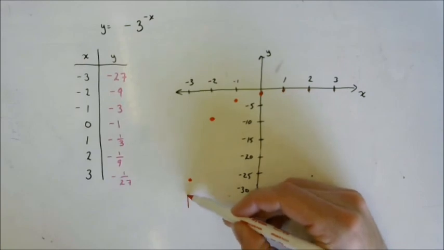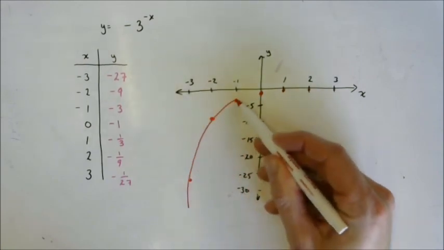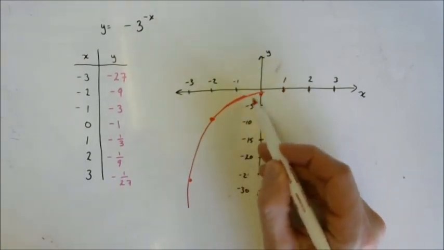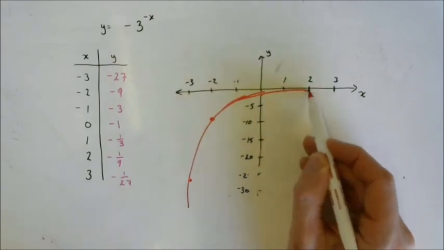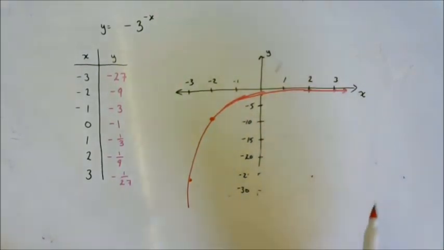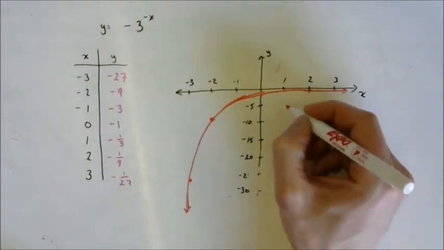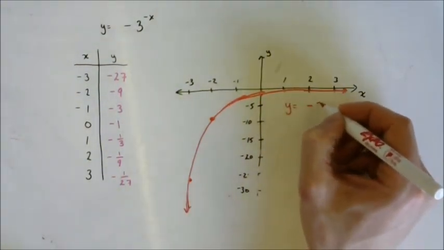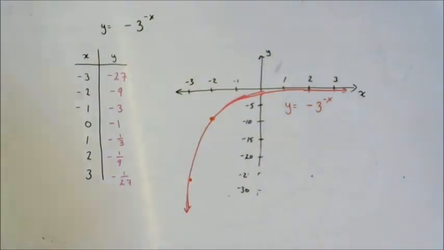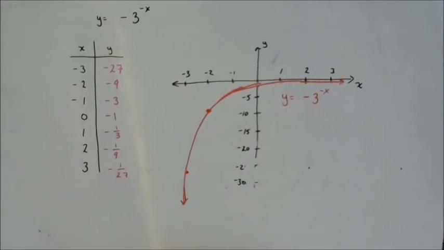Draw a nice smooth curve. Label our graph. Scroll up.